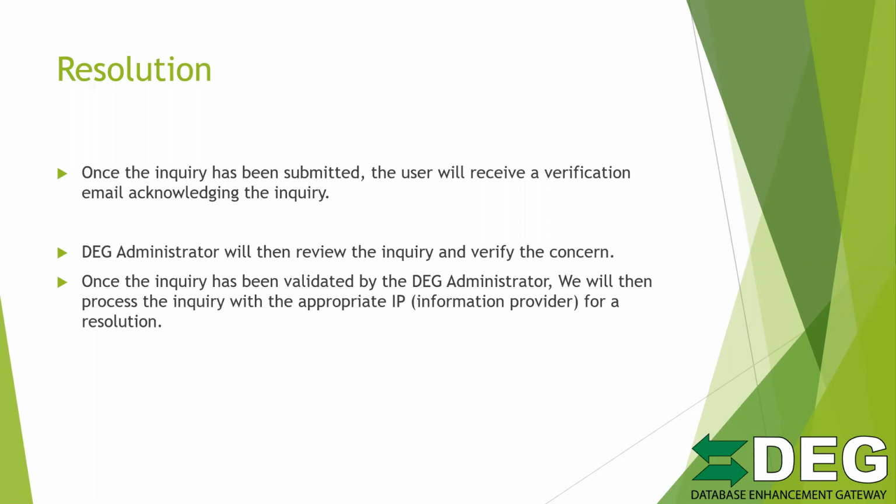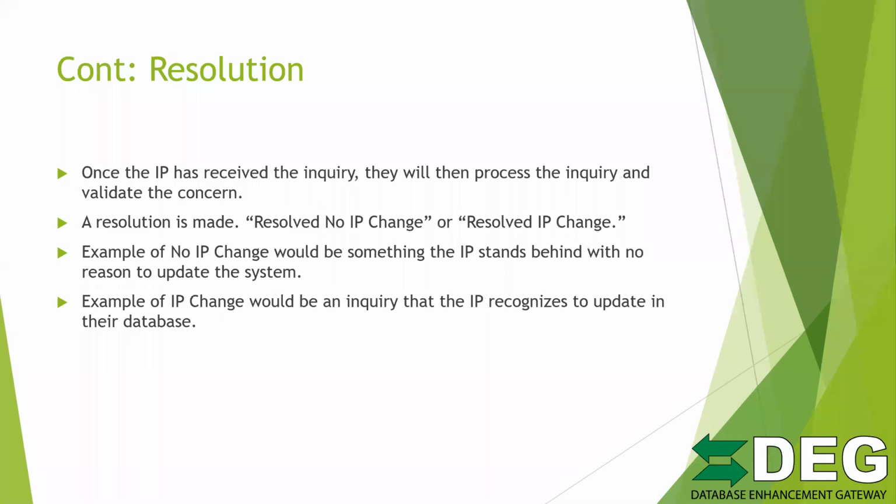Once I get the inquiry myself, I'm the administrator who will review the inquiry and then validate the concern. And then once it's been validated by myself or the administrator, we'll then process it to the appropriate information provider for a resolution. So the information provider, CCC Mitchell or AutoText, will again verify the concern, make sure that the part is not available or whatever the concern is in the information in the system, and then they'll come back with either an IP change or a no IP change.